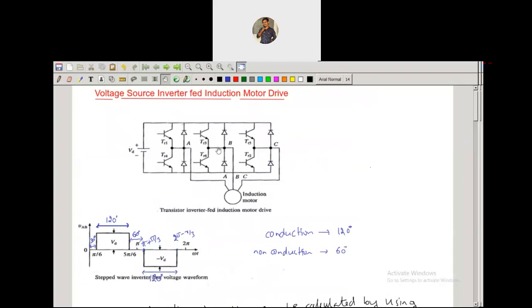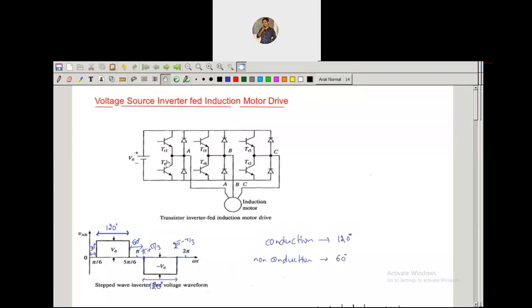So what is VAB here? VAB is the line to line voltage of the inverter, or we can take it as the line to line voltage for the induction motor, which is proportional to the VD, the supply voltage of the inverter. So by varying this supply voltage, you can get the variable voltage at the output side, and by varying the time period of this waveform, we are going to get the variable frequency. Okay. Now it is okay.